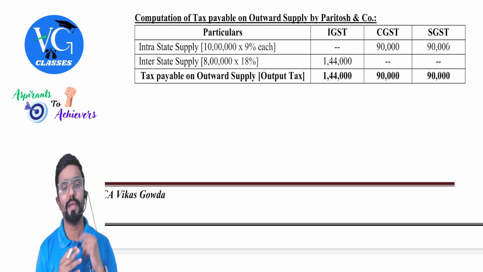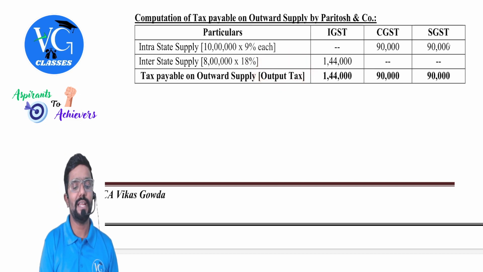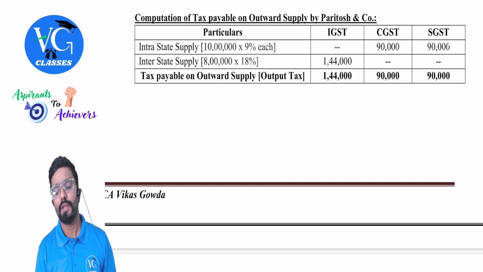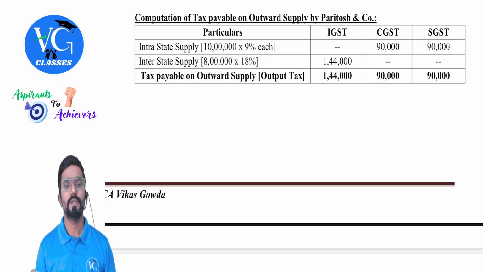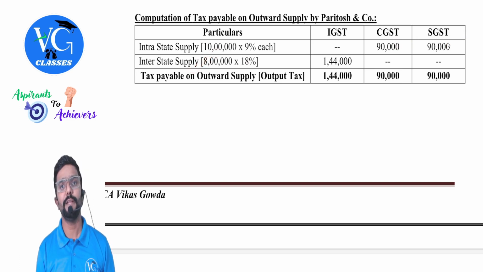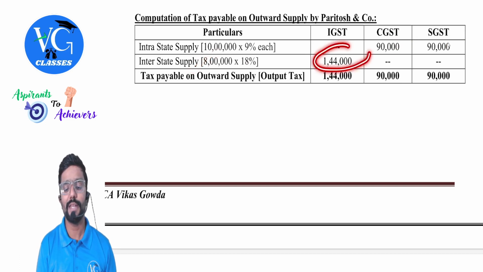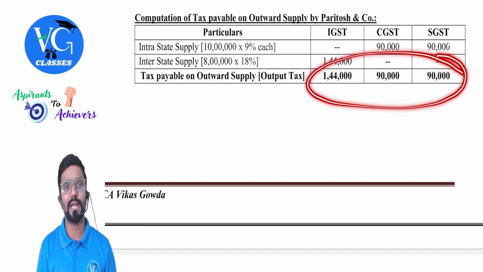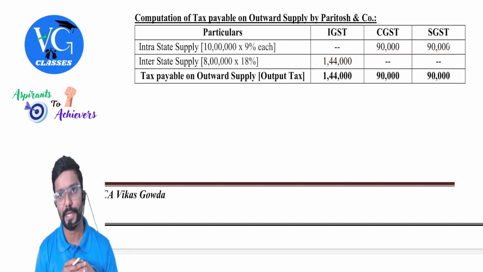Computation of tax payable on outward supply, which in simple we call output tax. First calculate intra-state supply on 10 lakh, 9% each, 90,000. Then interstate supply is 8 lakh. On that 18%, which comes to 1,44,000 IGST. So what is the total output tax, sir? 1,44,000 IGST, CGST and SGST is 90,000 each. Done with our first two workings.